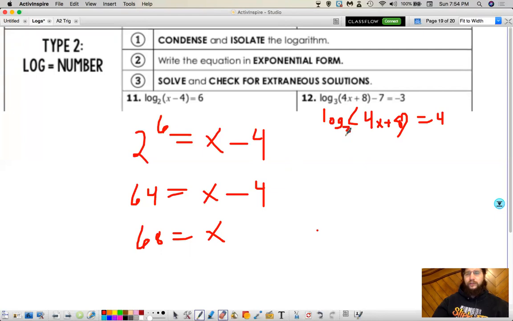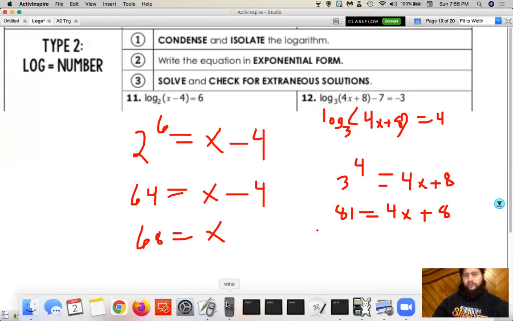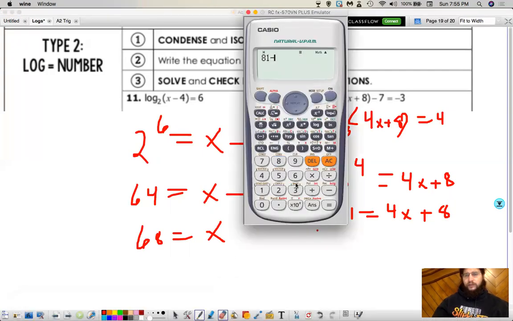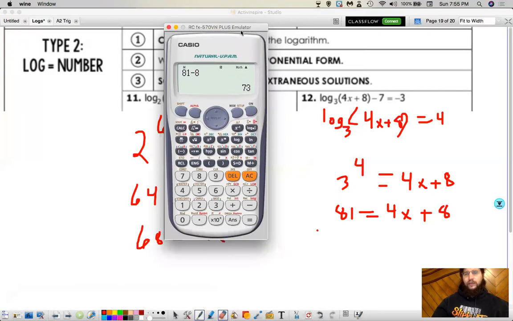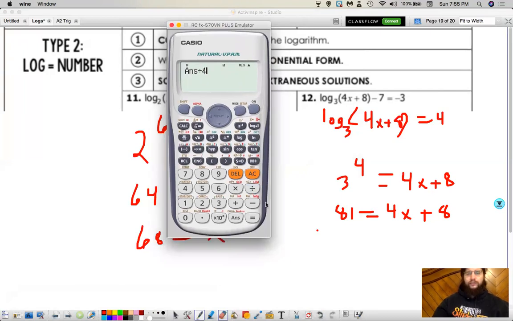Nope, that's not base 3, so 3 to the 4th equals 4x plus 8. 81 equals 4x plus 8. 81 minus 8 is 73. Oh, 73, that's not a nice number. Huh. Divided by 4 is 73/4.